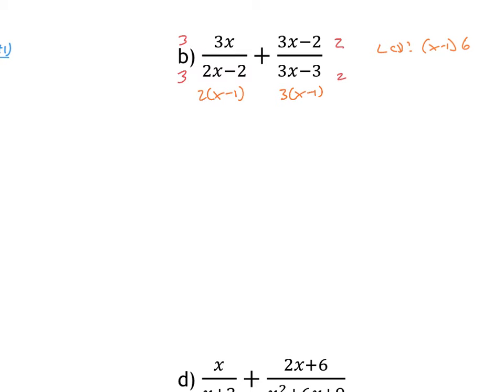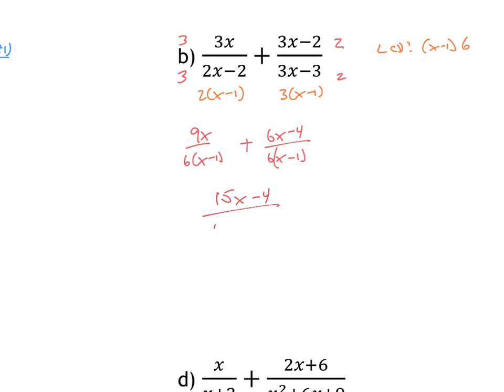Okay? So now I have 9x over 6 times x minus 1, plus 6x minus 4 over 6 times x minus 1. So you see the difference there. I now have a common denominator. So I'm going to add the top. So 9x plus 6x is 15x. Let me clear that up a little bit.